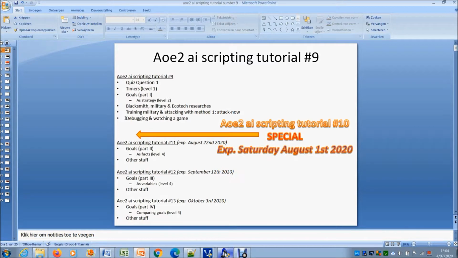For future aoe2 AI scripting tutorials, we have an upcoming special for the tutorial number 10, expected on Saturday, August the 1st. Afterwards, we will have tutorials number 11, 12 and 13, which will be about goals part 2, part 3, part 4, using goals as facts, as variables, and comparing goals, of course in combination with other stuff like in this tutorial. We are going to see quite a lot.